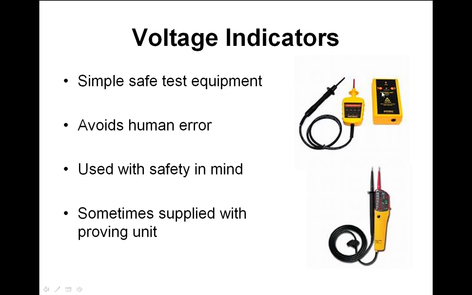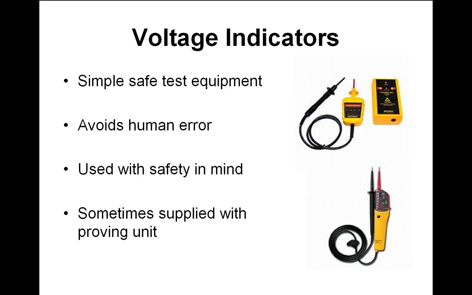So you put your meter in the proving unit. The light should come up. The proving unit will supply 240 volts, so everything should come up. And so you can verify that your equipment was working when you did the test. And you can do this with the proving unit.